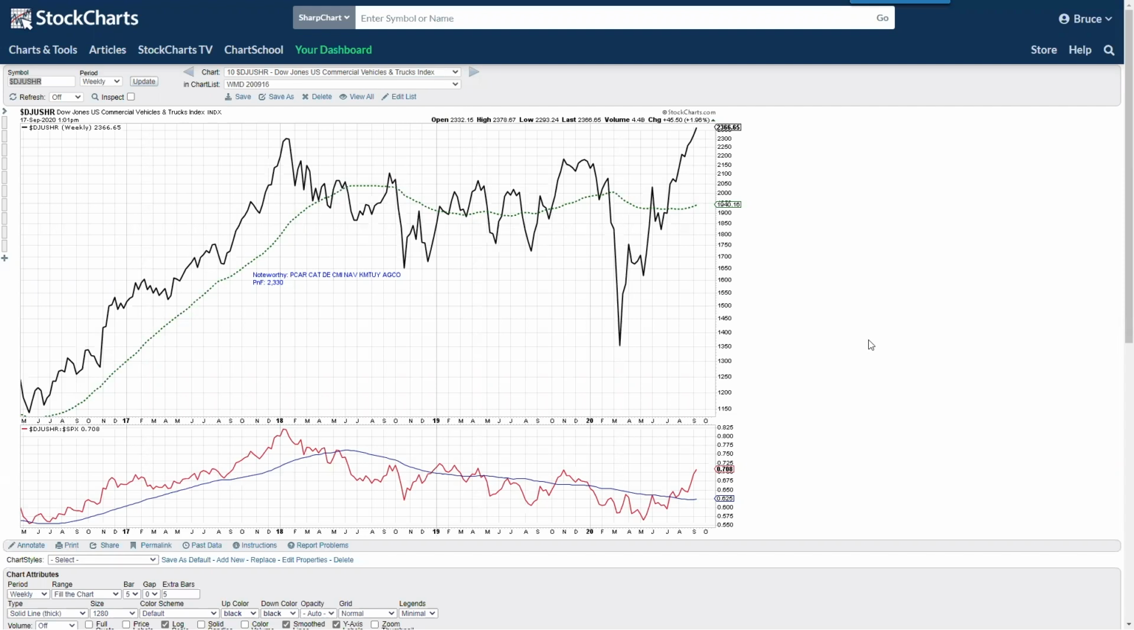How would we know that value is starting to dominate in the marketplace? Well, we would look at industry groups as an example.